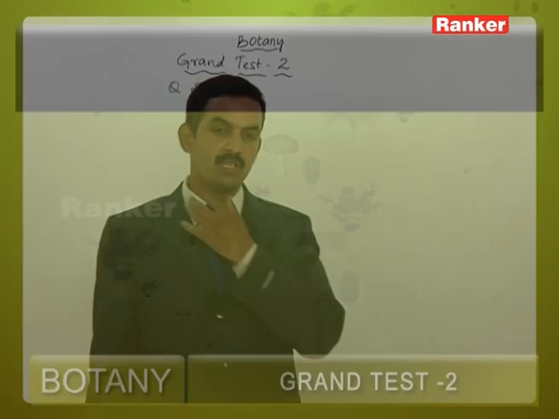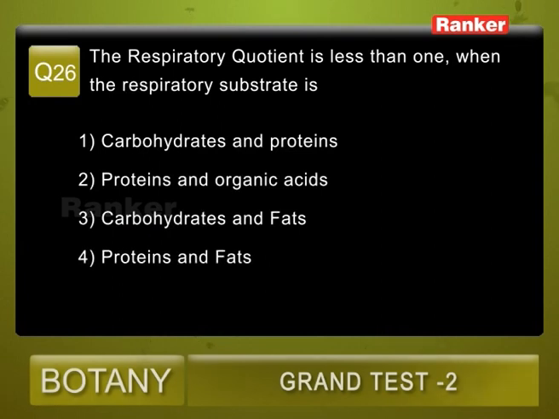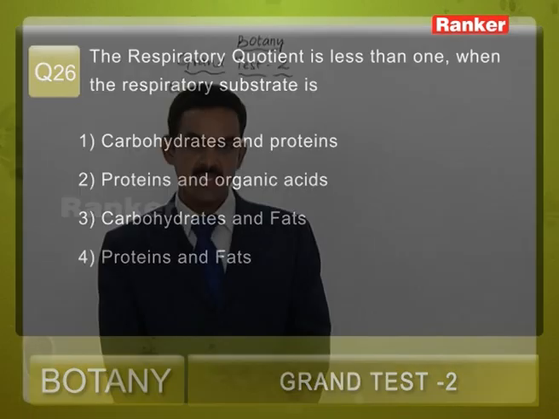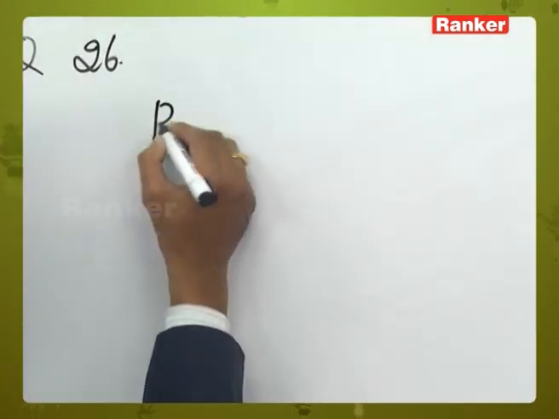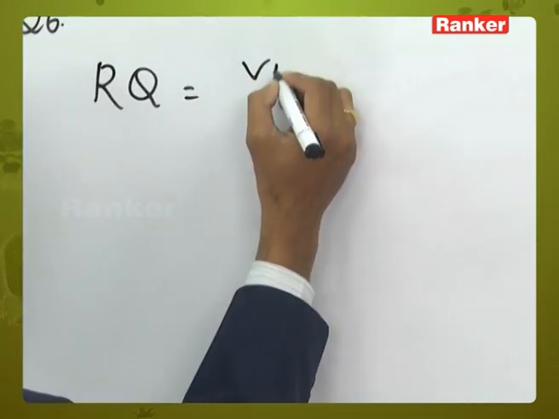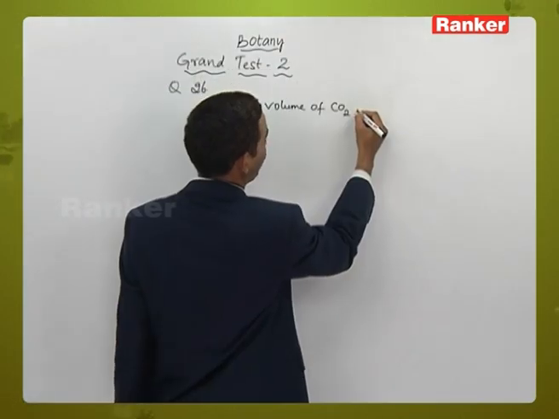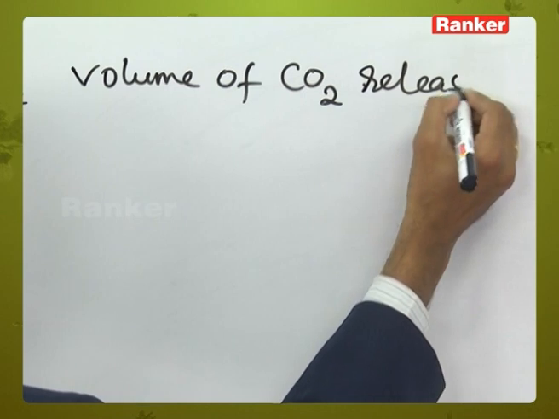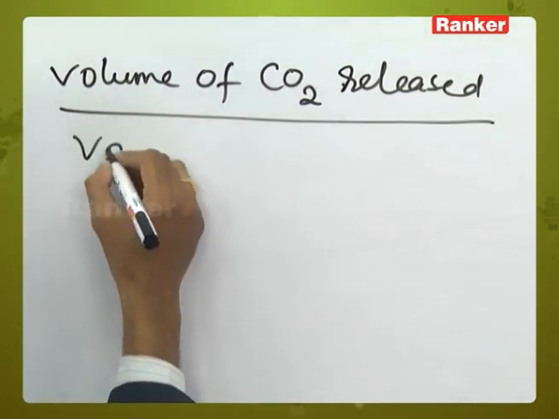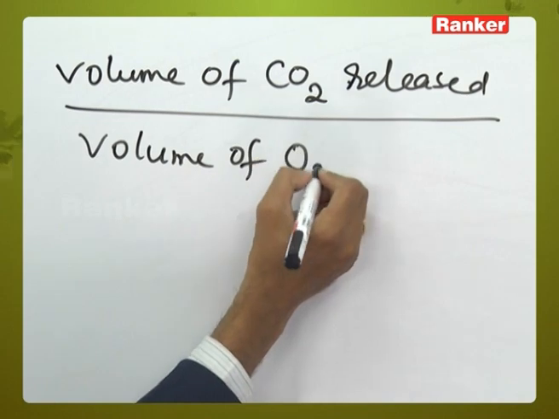Question number 26. The respiratory quotient is less than 1 when the respiratory substrate is: options 1, carbohydrates and proteins; 2, proteins and organic acids; 3, carbohydrates and fats; 4, proteins and fats. Okay, here what is respiratory quotient? RQ is the volume of carbon dioxide released to the volume of oxygen utilized.